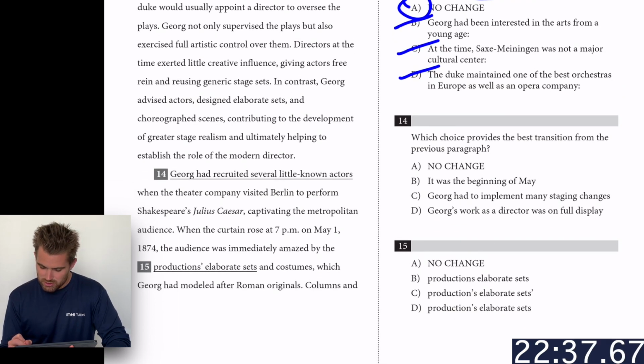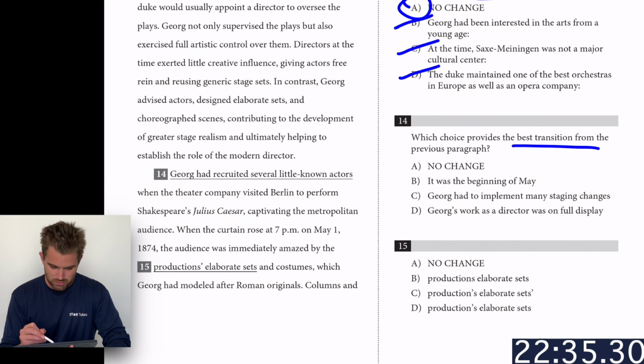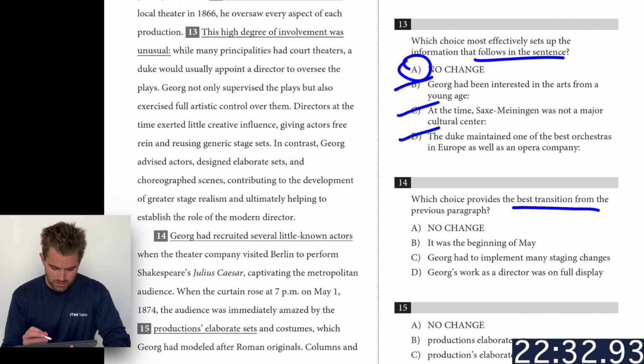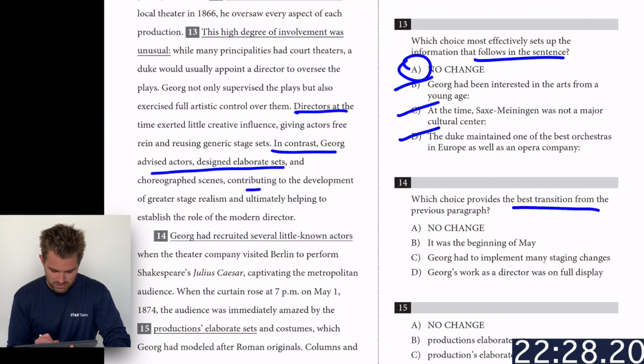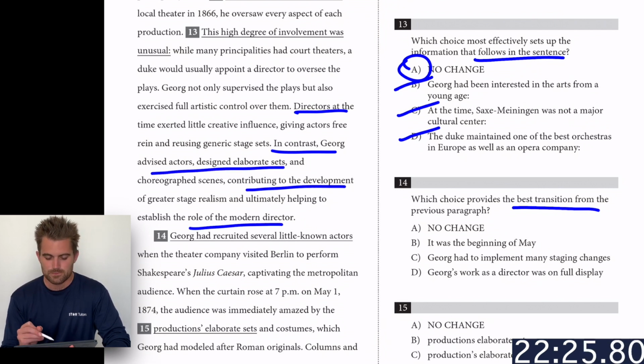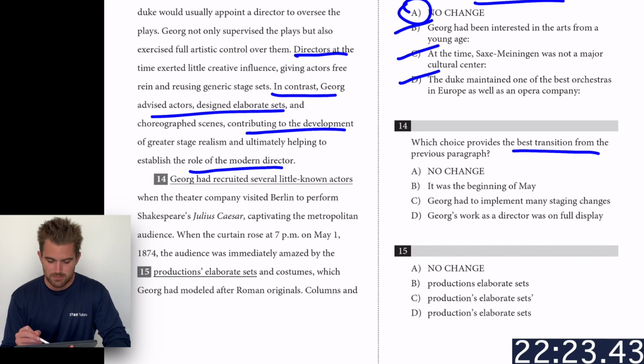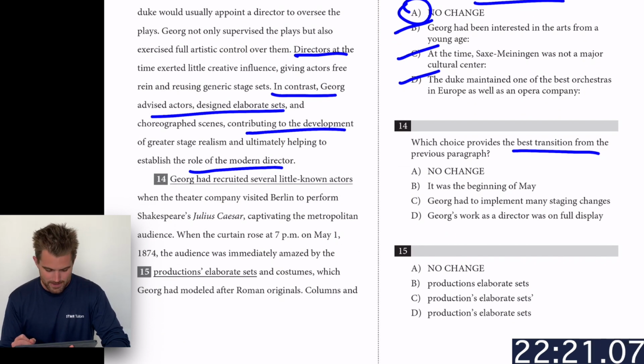Which choice provides the best transition from the previous paragraph for 14? "George recruited several little-known actors." Okay, so it's talking about how directors at the time exerted control. "In contrast, George advised actors, designed elaborate sets, developing the role of the modern director." So George is the modern director, right? It's talking about him as a director. So let's see if we can find that. "George had recruited several little-known actors when the theater company visited Berlin." I don't think so. "Maybe it was the beginning of May." Definitely not. That has nothing to do with the previous paragraph. "George had to implement many staging changes." "George's work." Okay, so this is key, guys. This is the best transition.